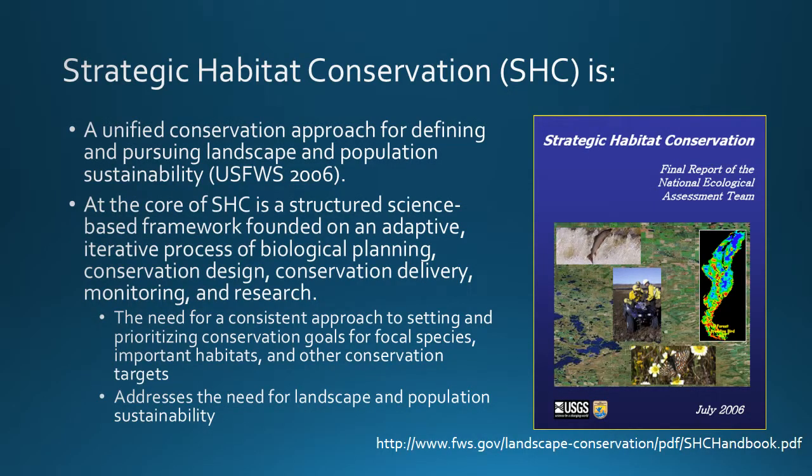One of the primary adaptive resource management approaches is known as strategic habitat conservation. Strategic habitat conservation is a unified approach for defining and pursuing landscape and population sustainability. This is a structured science-based framework based on an adaptive, iterative process. The fundamental core of strategic habitat conservation is the need for a consistent approach to set priorities and to develop goals and objectives. Its primary focus is the need for landscape and population sustainability.